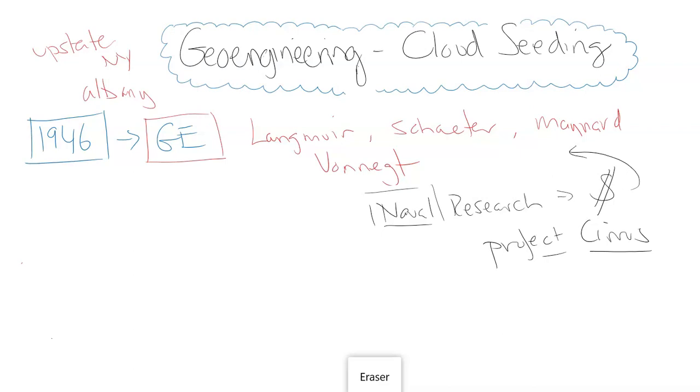It's great for crops, agriculture. Could even be used as a military application, flooding perhaps, or drought perhaps, or to not have cloud seeding.